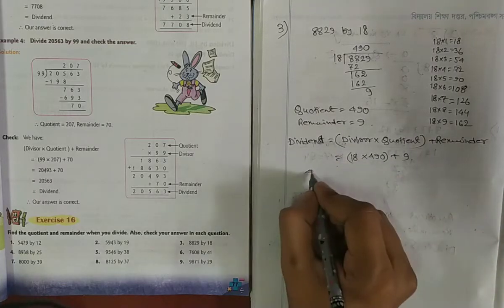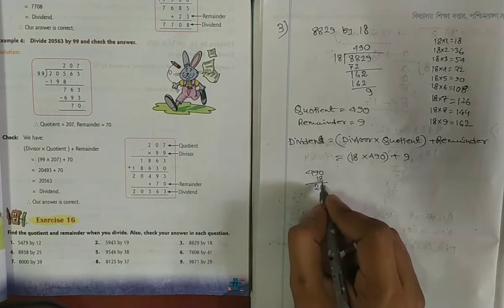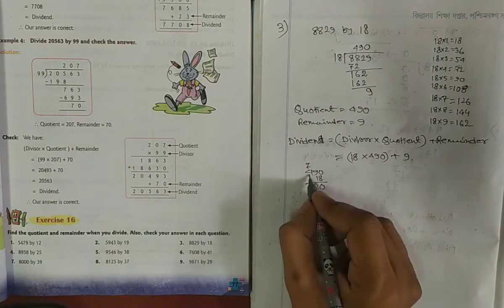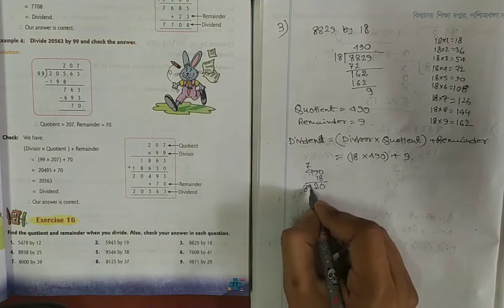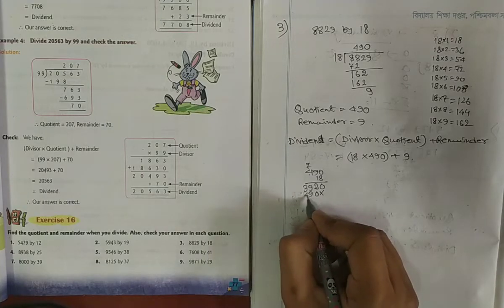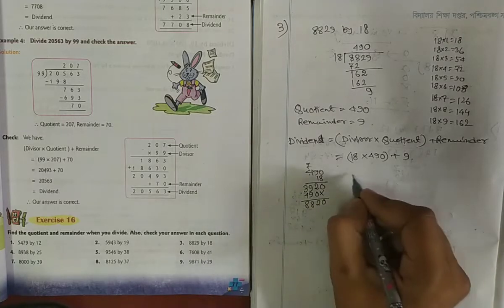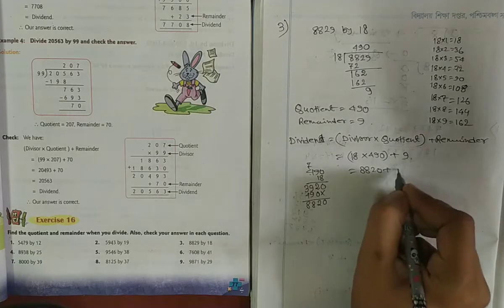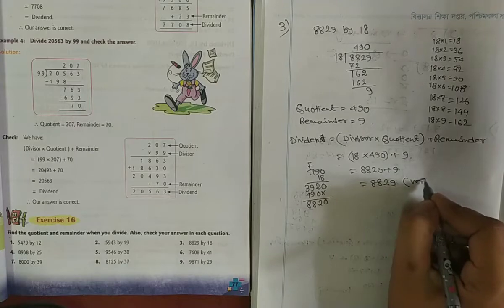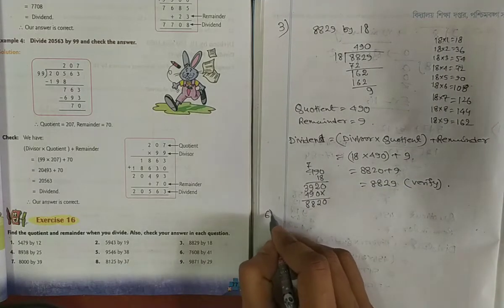So first we multiply 490 by 18. So this is 0, 8 nines are 72, 2 carry 7, 32, 32 plus 39 into 0, 9, 4. So addition 0, 2, 8, 8. So we have 8820 plus 9, that is equal to 8829, and this is verified. Okay. Next question number 6.